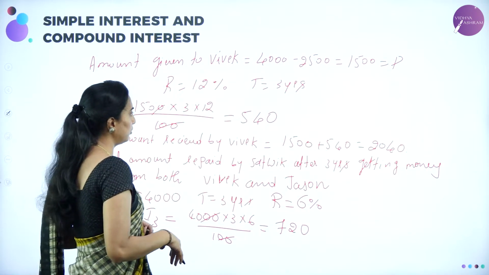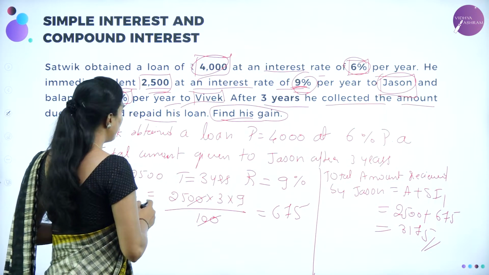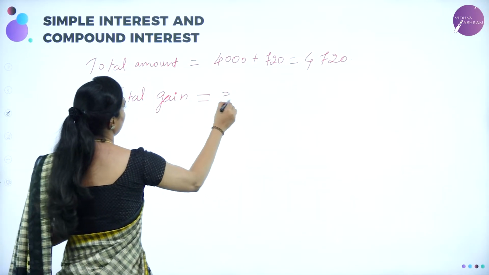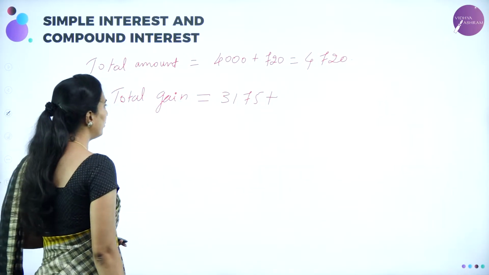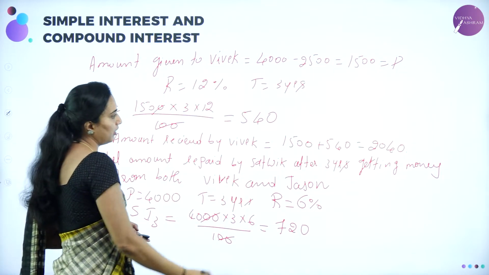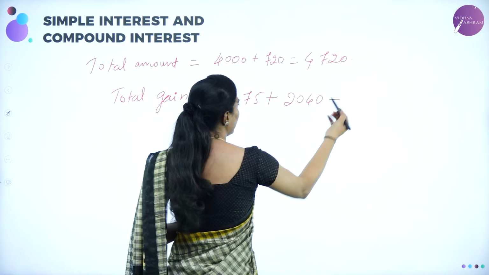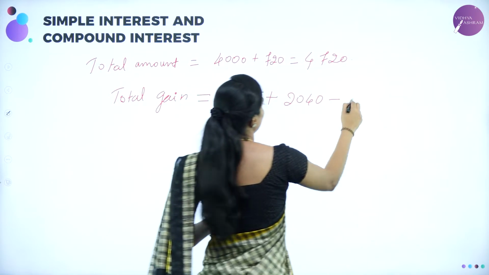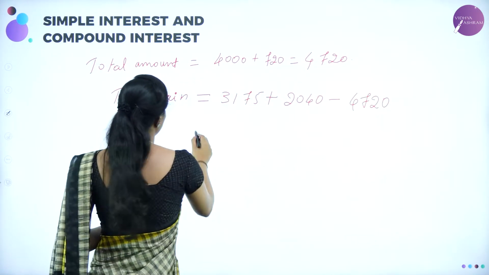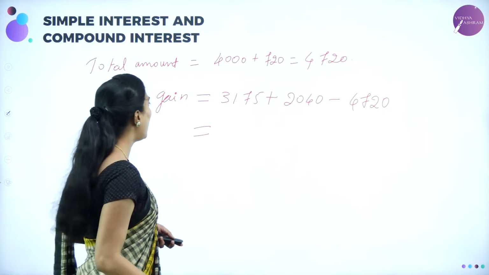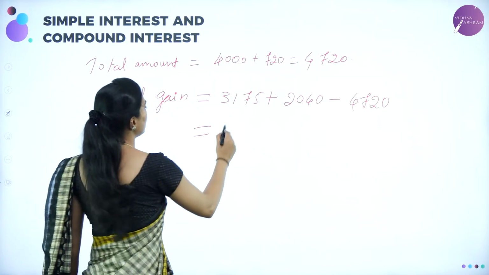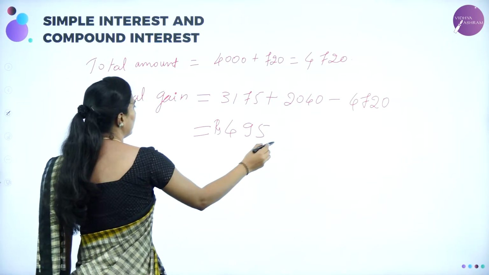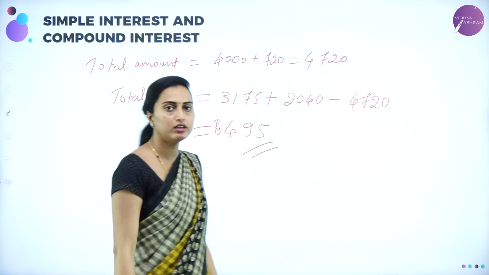Therefore we can add that. The total amount by Jason is nothing but 3,175. So 3,175 plus the total amount by Vivek, which is 2,040, minus what he received from both of them, then only you can get the gain, isn't it? That is 4,720. So the answer for this one will be 495. So this is what Satvik will be gaining, 495 rupees.